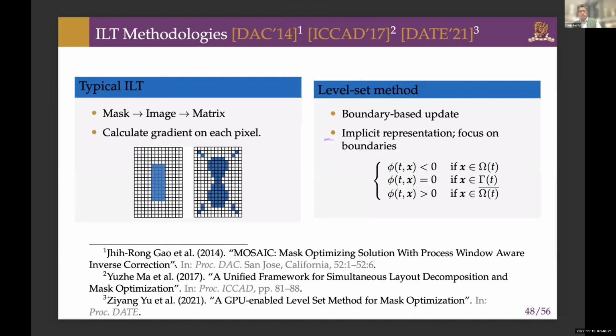The typical ILT has to split the whole mask into a bunch of images and then further transform them into matrices. Then you can imagine, given a full chip layout, the matrix will be super large, and the calculation, even for a single forward and backward gradient calculation, will be very time consuming.